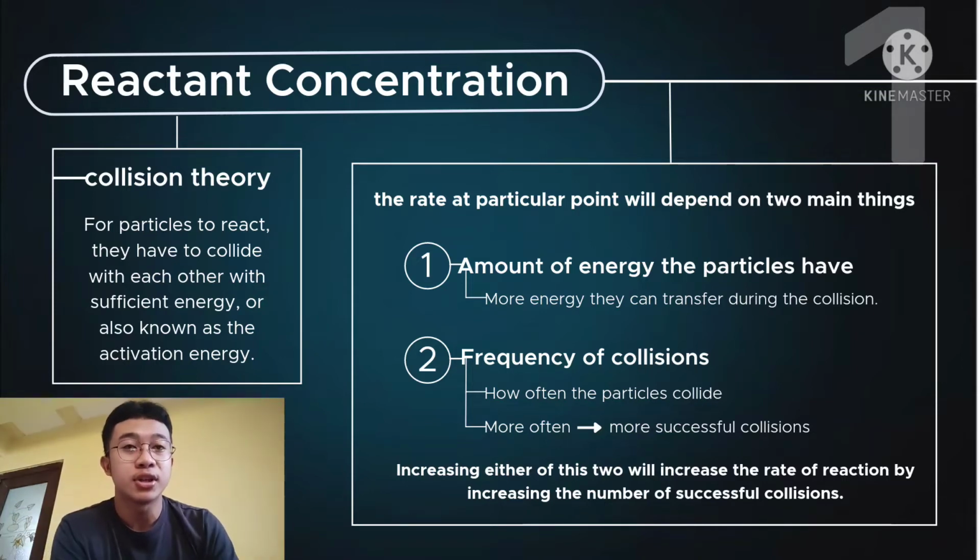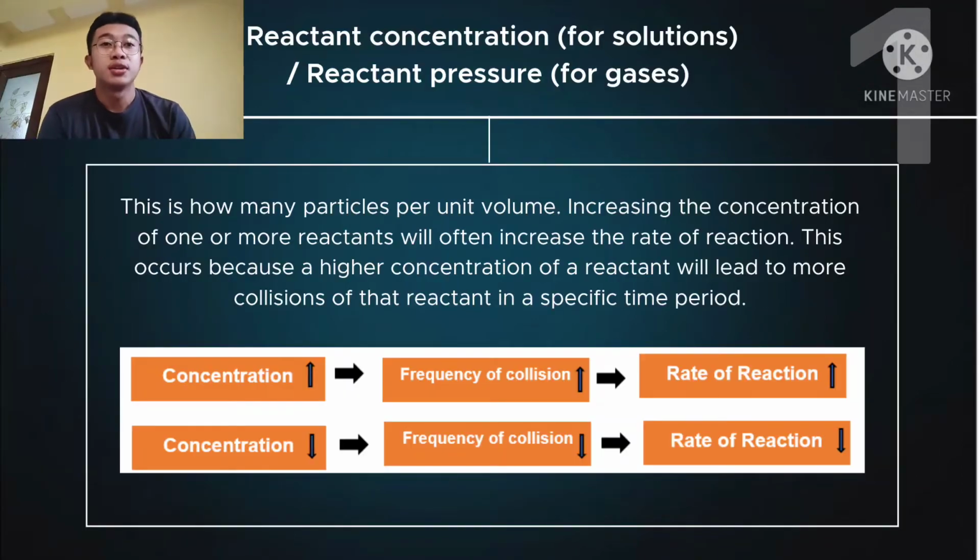Next is the frequency of the collisions. This is how often the particles collide with each other. The more often they collide, the more successful collisions there will be overall. So, para malaman kung paano naka-affect itong 4 na factors sa rate ng reaction, we need to think how they affect the amount of energy that the particles have and the frequency of the collisions, kasi increasing either of the two will increase the rate of reaction. So, punta na tayo sa number 1.